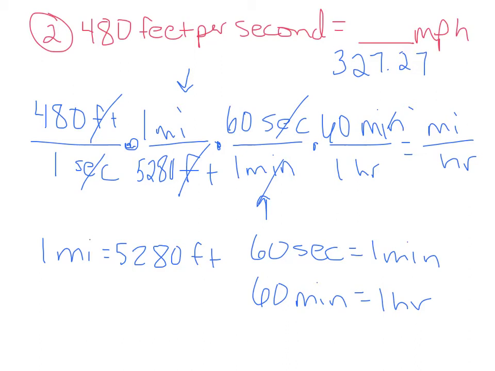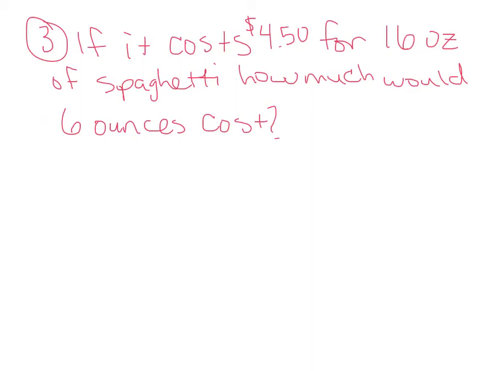Alright, so make sure you have those written down so you can work on some more tomorrow. Let's go. So this says if it costs $4.50 for 16 ounces of spaghetti, how much would it cost for 6 ounces of spaghetti? Okay, so this is where we want to set up a proportion.